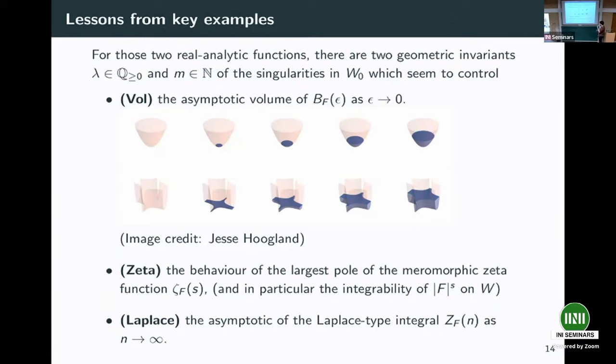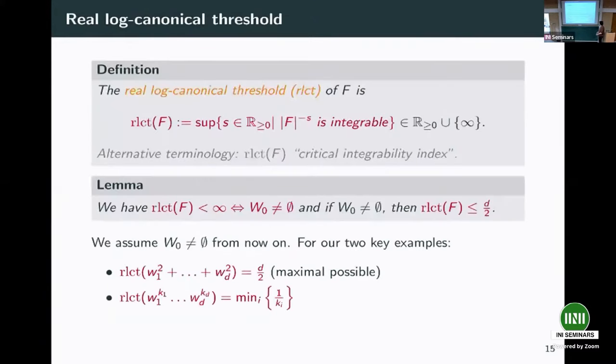So these lambda and m also control the behavior of the largest pole of the zeta function, which is always meromorphic. In particular, it controls when this function is integrable, because that's exactly what this largest pole means. And it controls the asymptotic of the corresponding Laplace type integral. And so what I'm claiming is that this is a completely general phenomenon in our setting.